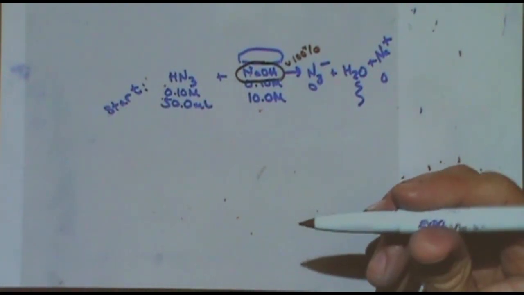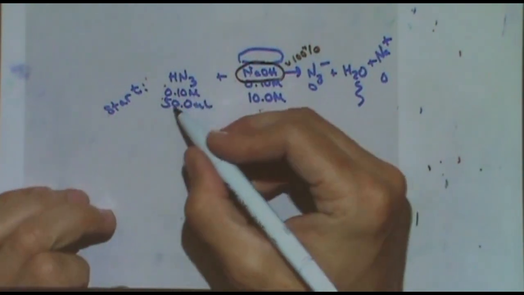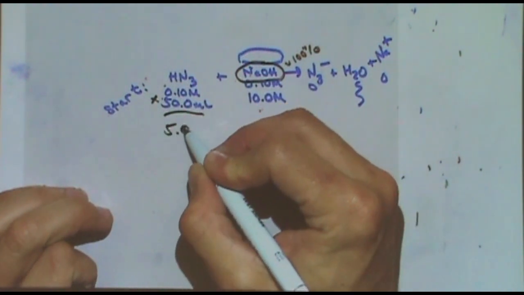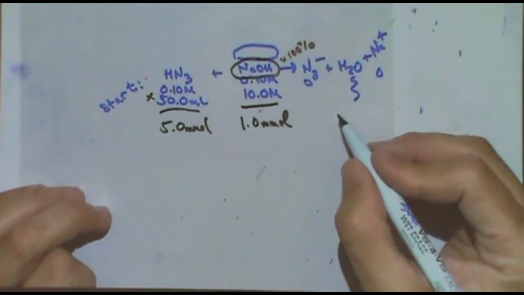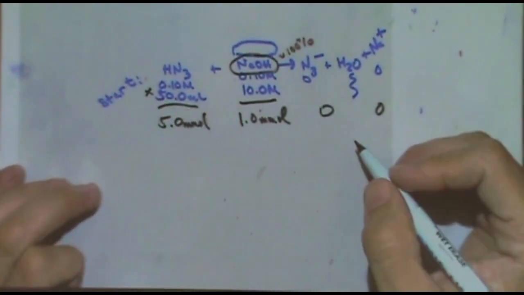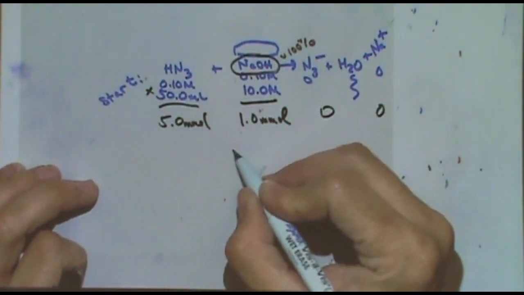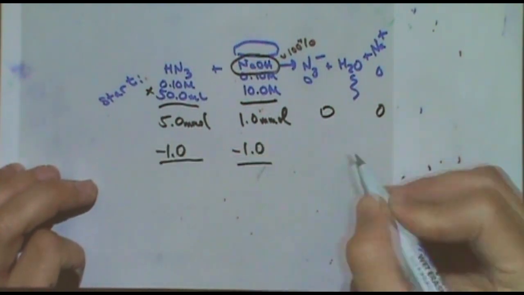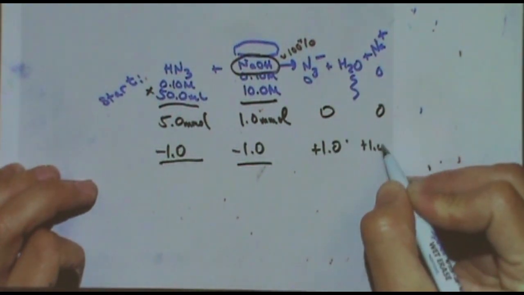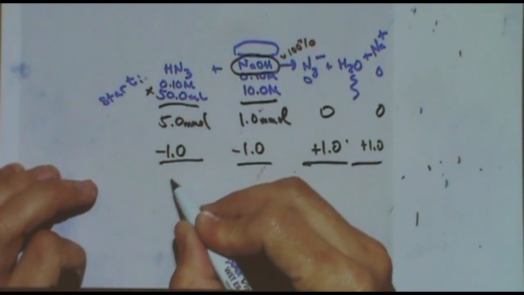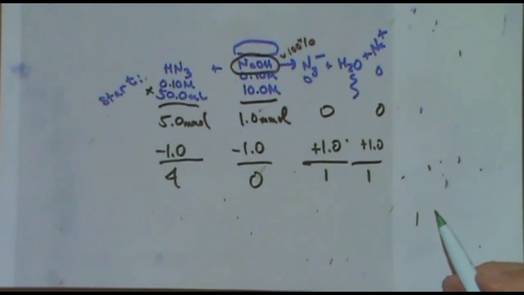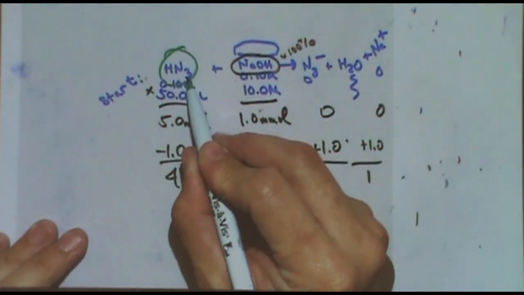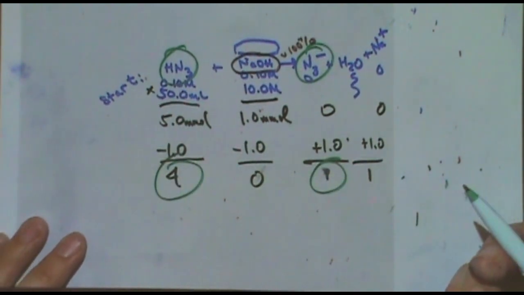The easiest way to account for that is just to find the moles of each. So let's do that. 0.1 molar times 50 milliliters, that's 5 millimoles. And 0.1 times 10, that's 1 millimole. 0, 0, etc. Okay, now I'm going to do my stoichiometry. I'm going to find the smallest number and subtract it off, and add it to the other side. Is that okay? So 4, 0, 1, 1. Now what the heck is this thing? Anybody? I've got a weak acid and its conjugate base. It's a buffer. I've just made a buffer.